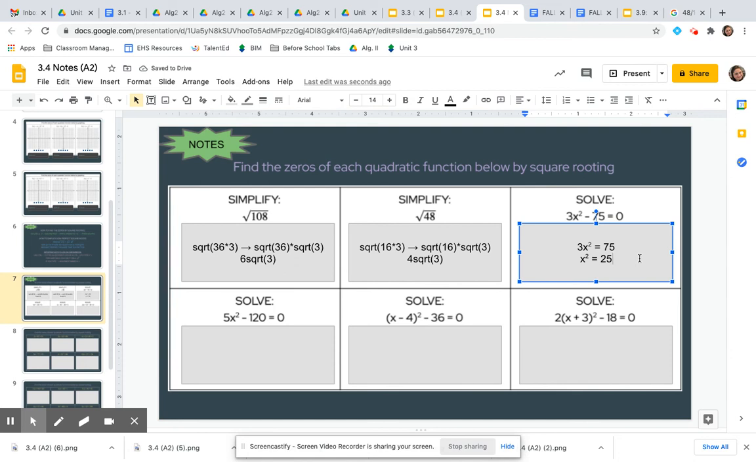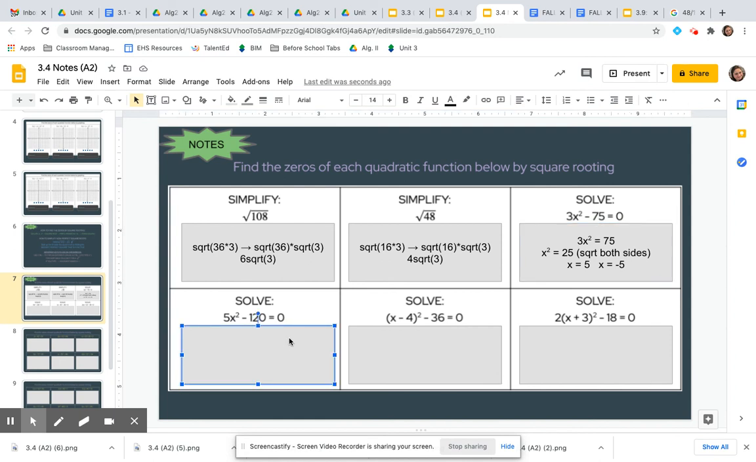And then I want to square root both sides. I'm going to type that over here just so you guys know what I'm doing. The square root of x squared is x, and the square root of 25 is 5. You also have an answer of x equals negative 5 because when you cancel out a squared, it could have been 5 or negative 5, because 5 squared is 25 and negative 5 squared is 25.